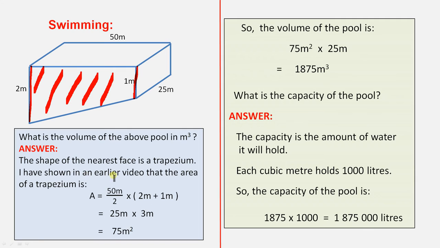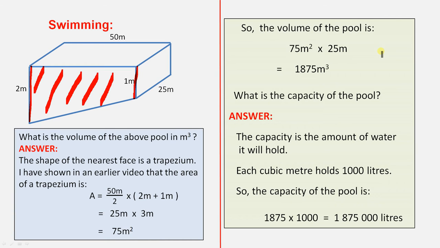I have shown in an earlier video that the area of a trapezium is, you add the 2 parallel sides together and you multiply that by half the distance between them. So the parallel sides are 2 metres and 1 metre. The distance between them is 50 metres, and you just halve that. So that gives you 25 metres by 3 metres. So that's 75 square metres for the area of the trapezium.